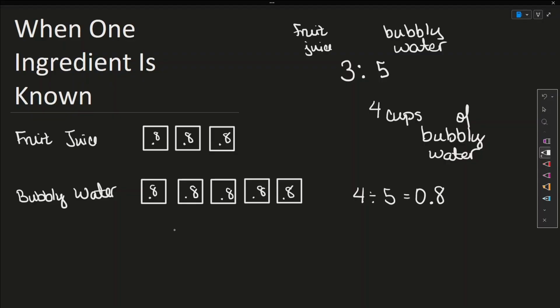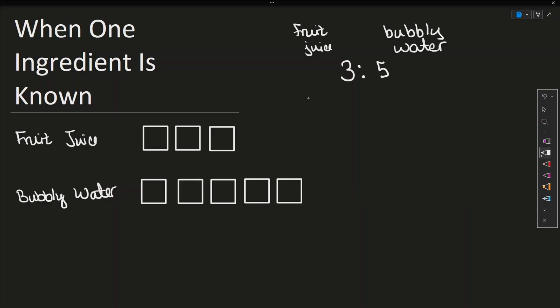So to find the amount of fruit juice, there are 3 squares that are each worth 8/10. That gives us 2.4. So we would need 2.4 cups of fruit juice. Let's think about whether this makes sense. The ratio has less fruit juice than bubbly water because the fruit juice has 3 parts and bubbly water has 5 parts. If we use 4 cups of bubbly water, it makes sense that we need less than 4 cups of juice. So 2.4 cups is reasonable.